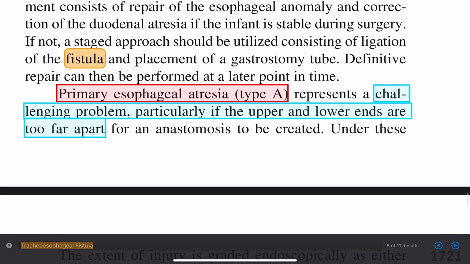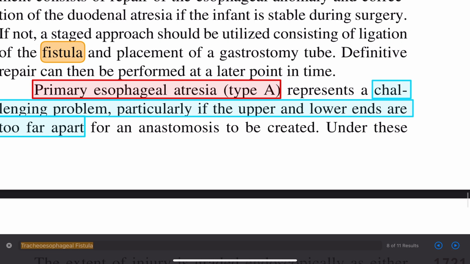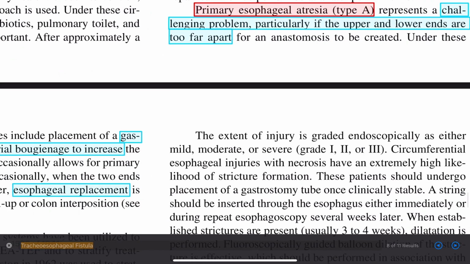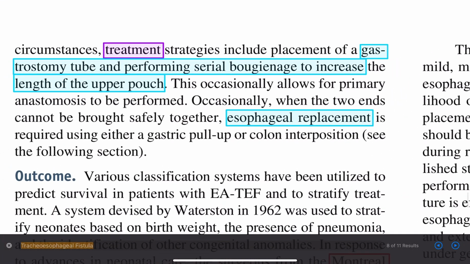In primary esophageal atresia, type A, repair is challenging because the gap between the upper and lower end is too far. The treatment I have already mentioned: you have to do a gastrostomy tube and perform serial bougies to increase the length of the upper esophagus, or you can do esophageal replacement.